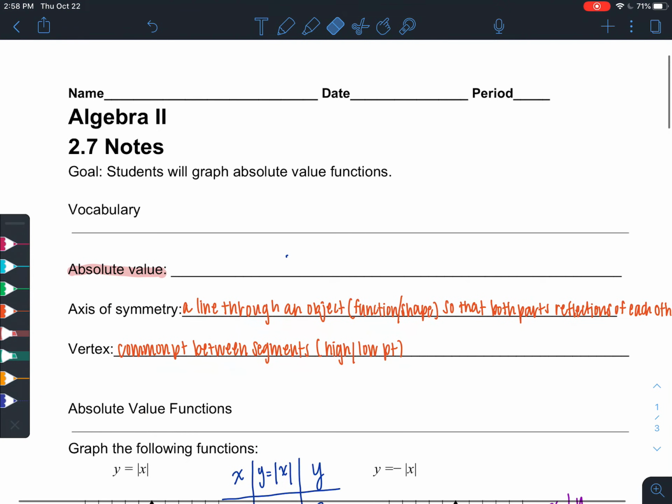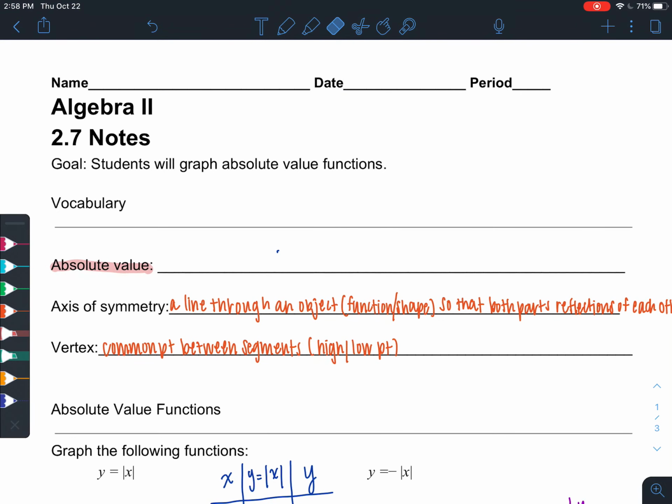Today we're graphing absolute value functions. So go ahead and define what an absolute value is. You should have said an absolute value is a number's distance from zero.